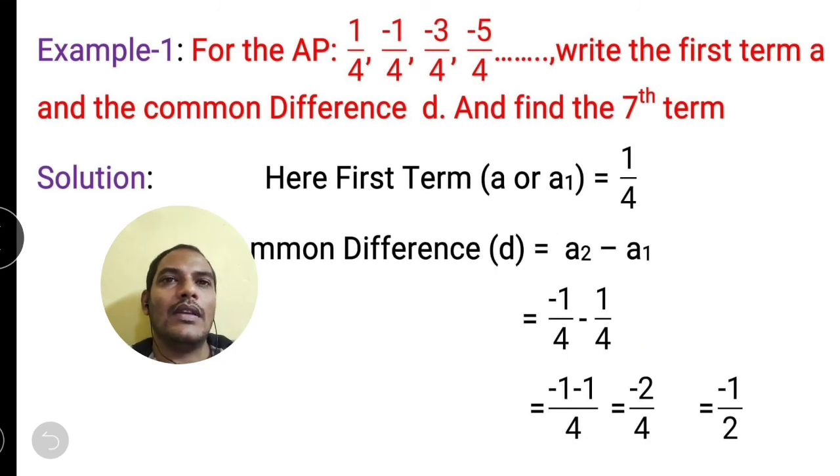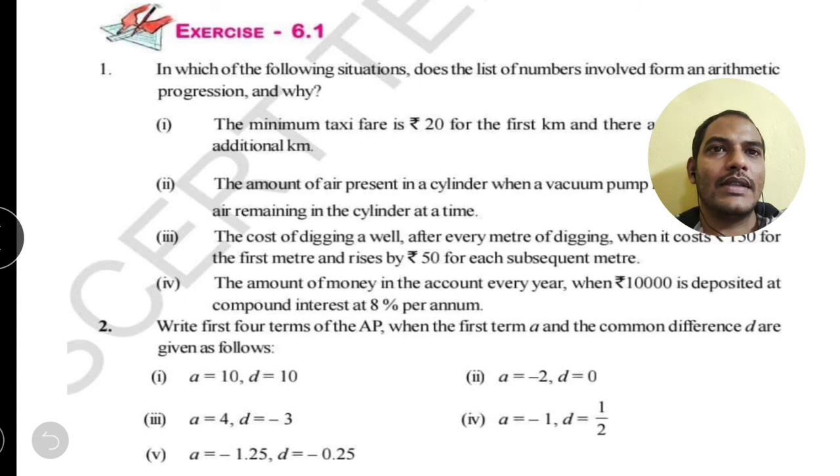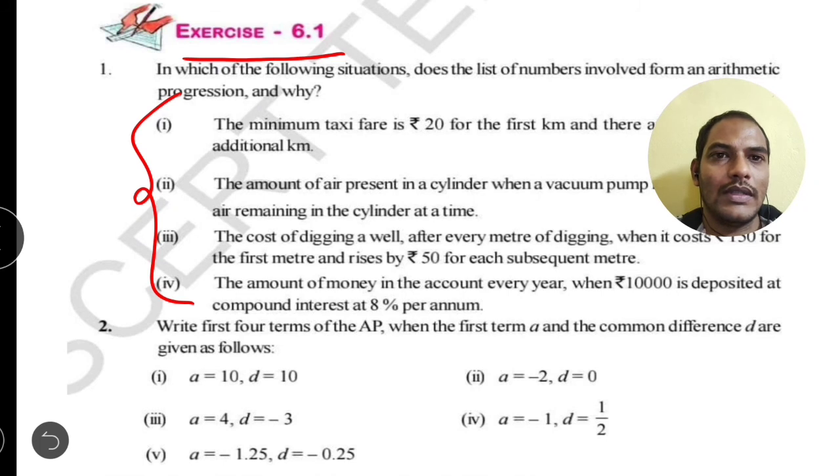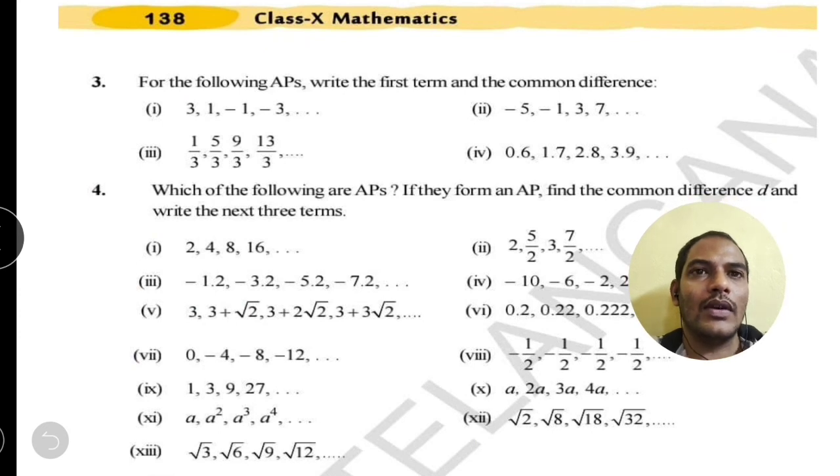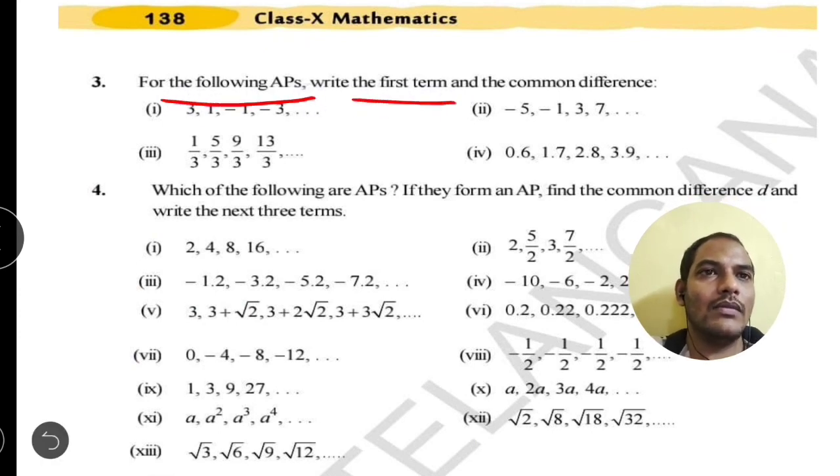Let's see any questions related to example 1 in the exercise. Children, here in exercise 6.1, the first bit is total word problems given. The second bit also is different, it is not related to example 1. Let's go to another bit. Third bit, for the following APs, write the first term and common difference. Yes, this third bit is the same as example 1, but he is asking only two answers, which are first term and common difference.